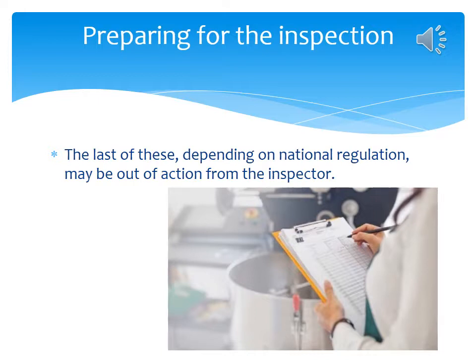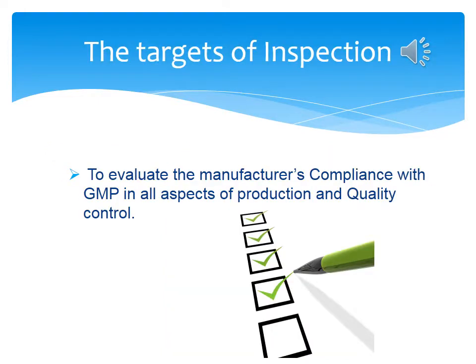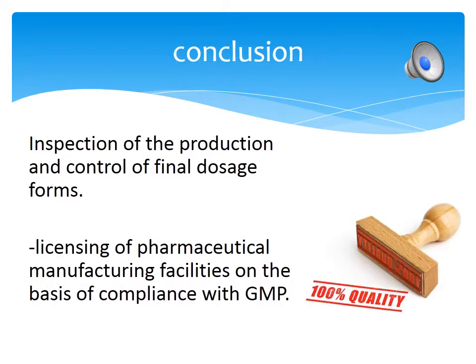they have been applied. The targets of inspection are to evaluate the manufacturer's compliance with GMP in all aspects of production and quality control, performed frequently as well as on special occasions in the case of product recalls or repeat rejections. In the end, the inspection process covers the inspection of the production and control of final dosage forms of pharmaceutical products destined for human and veterinary use and of drug substances employed in their manufacture.